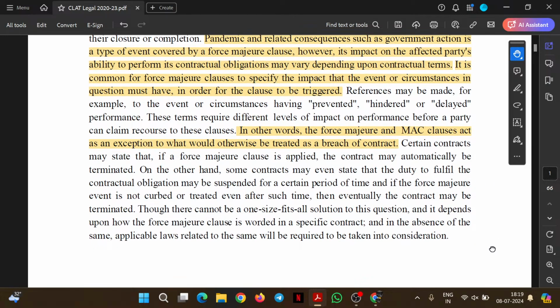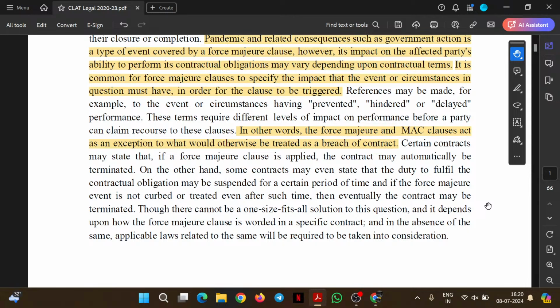Certain contracts may state that if a force majeure clause is applied, the contract may automatically be terminated. On the other hand, some contracts may state that the duty to fulfill the contractual obligation may be suspended for a certain period of time, and if the force majeure event is not curbed or treated even after such time, then eventually the contract may be terminated. Now, it is telling us how these particular clauses or conditions work when triggered.